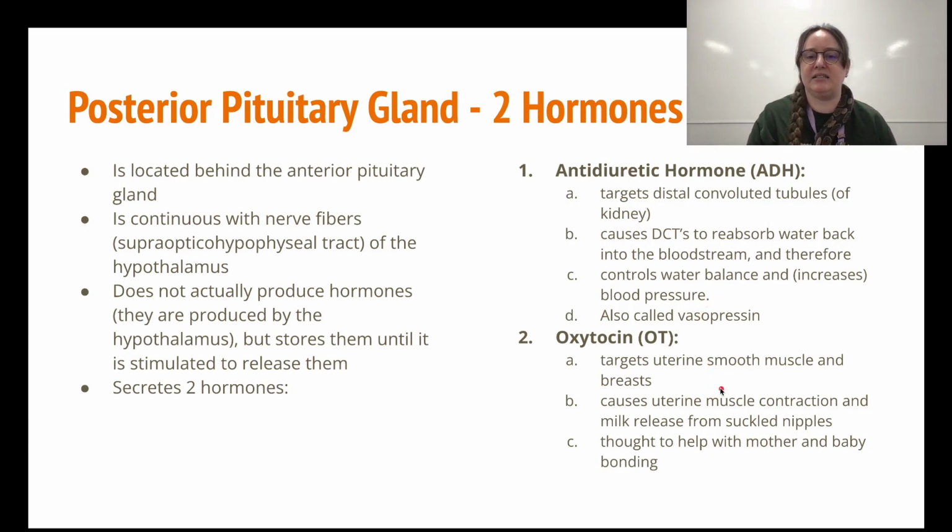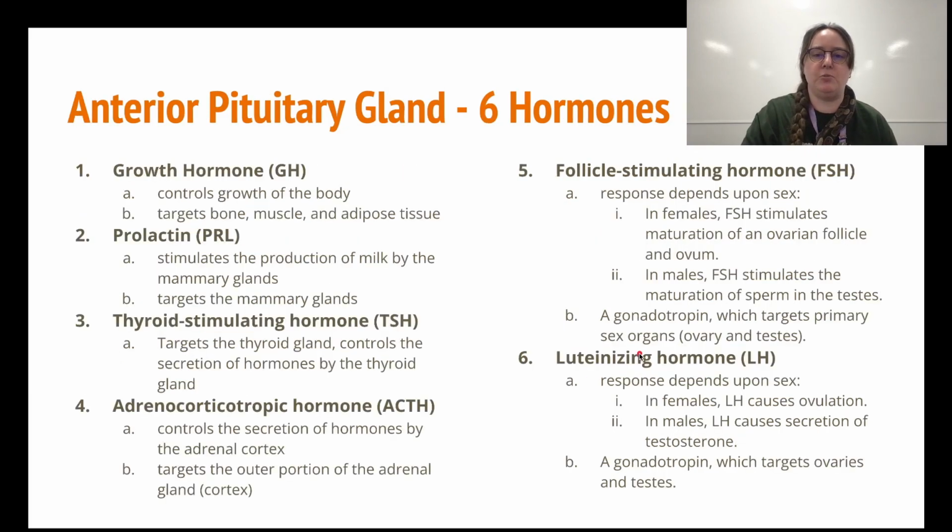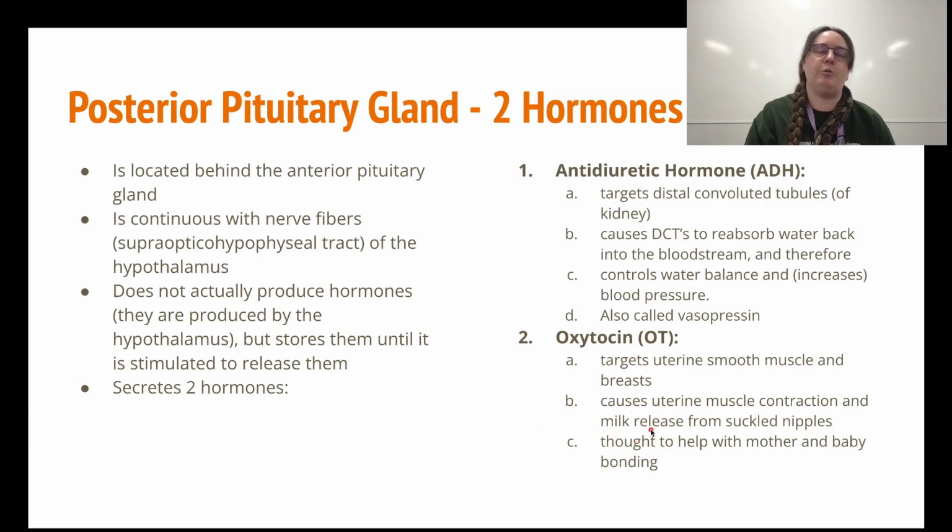So oxytocin. In conjunction with our friend over here, prolactin, he not only helps with the release of milk, but again targets smooth muscle and helps heal after birth. So this causes uterine muscle contraction and milk release from suckled nipples, and is thought to help with mother and baby bonding. And this is actually where babies use their powers against us with their babiness.